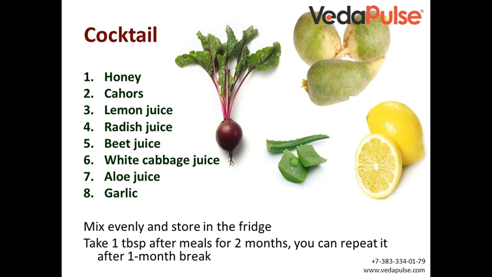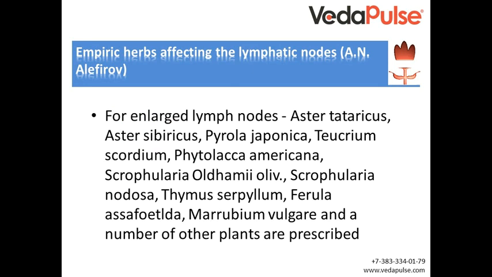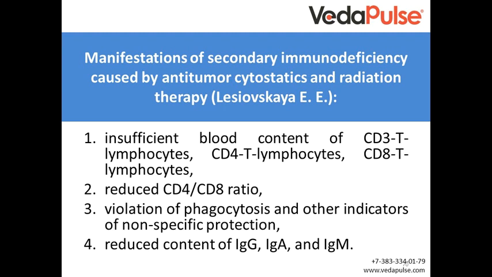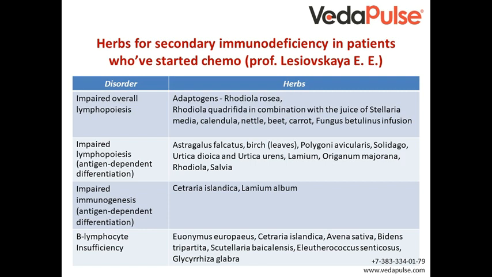1 tablespoon after meals. Many plants have effects on the lymphatic system and improve its functioning, as there may be viral, bacterial, fungal influences sabotaging the working of the immune system. Andrei Alifirov from St. Petersburg specializes in the area of cancers, of lymphoproliferative types of tumors. We know that the immune system of patients undergoing chemotherapy suffers a great deal, and we can see that cellular and humoral types of immunity suffer. Professor Lisiovskaya suggests the usage of various plants for impaired overall lymphopoiesis, impaired immunogenesis, B lymphocyte insufficiency.